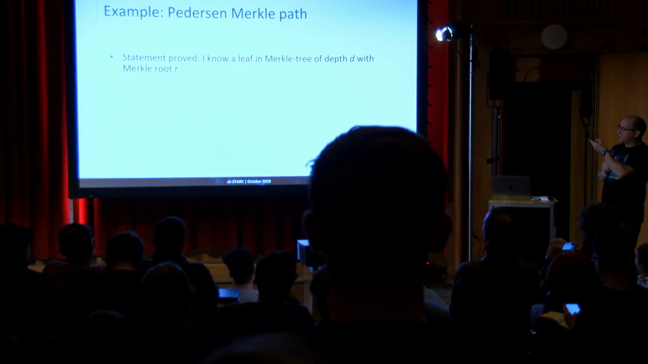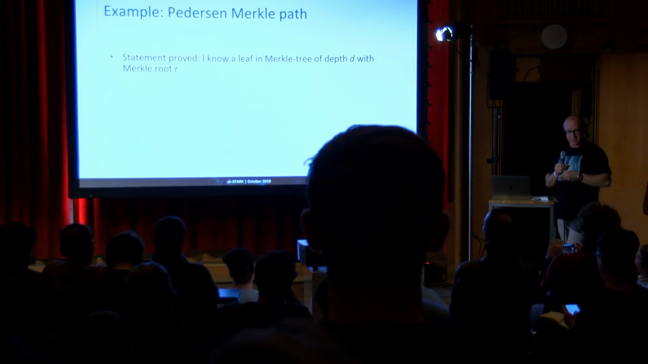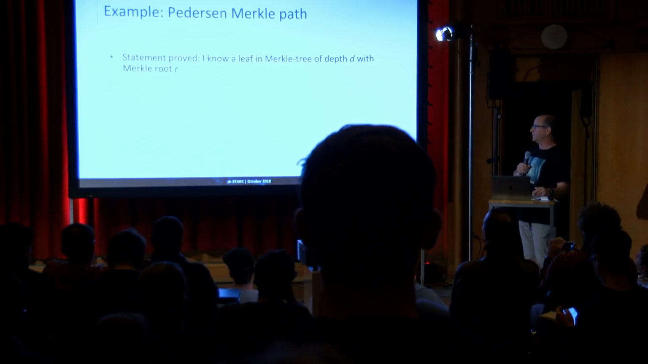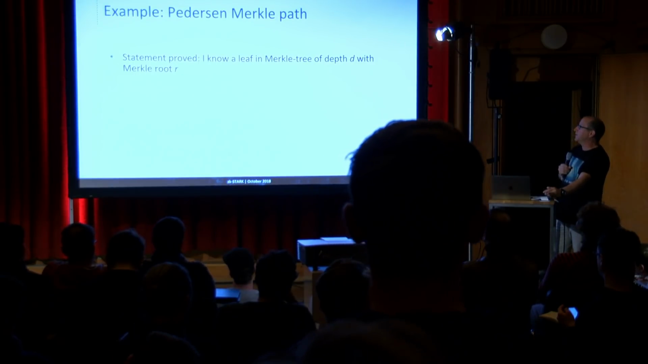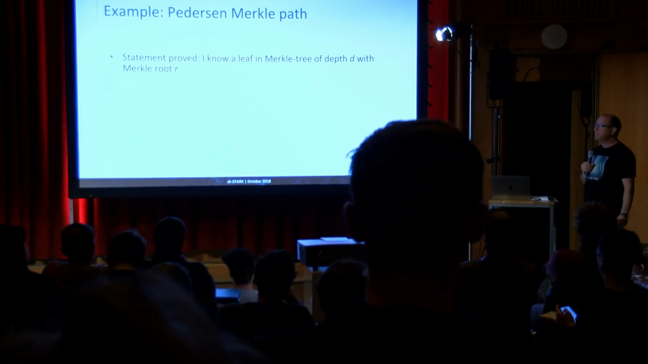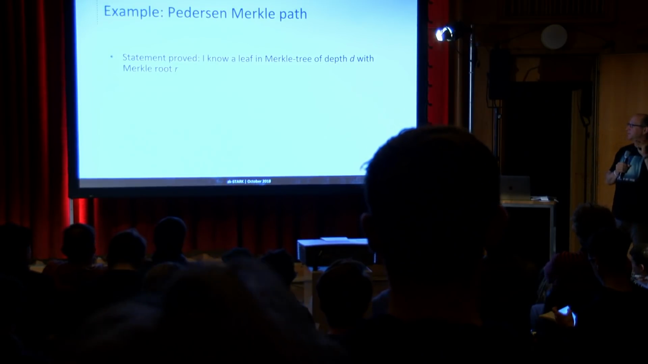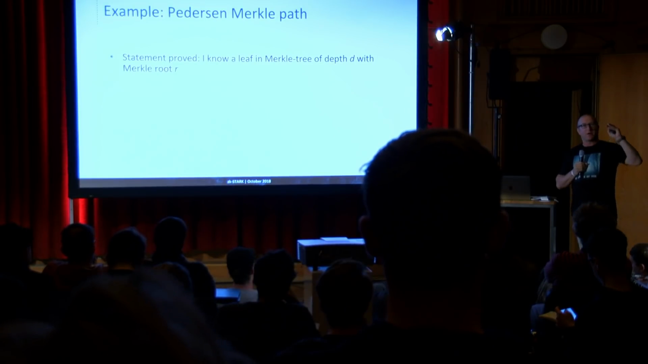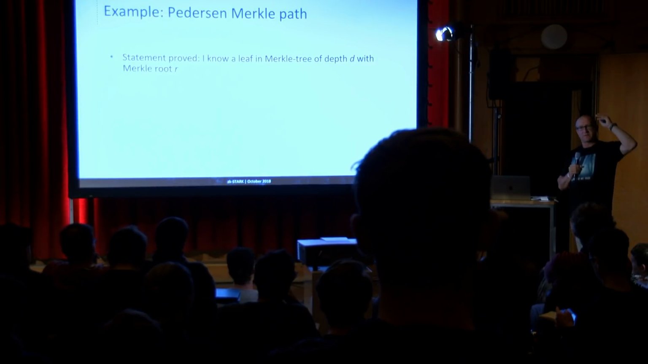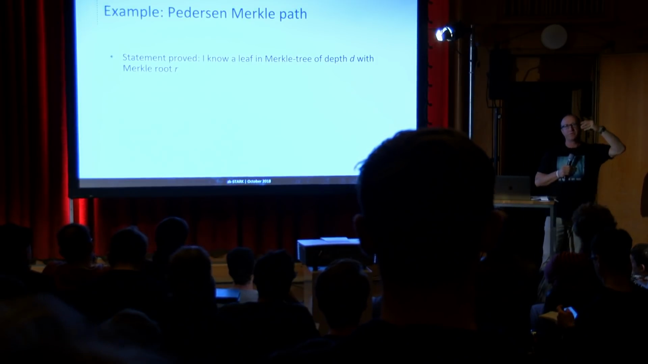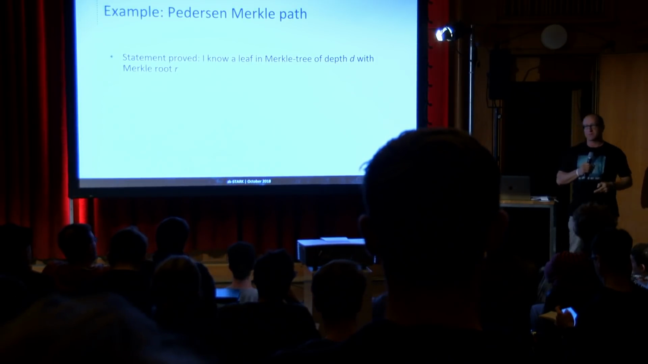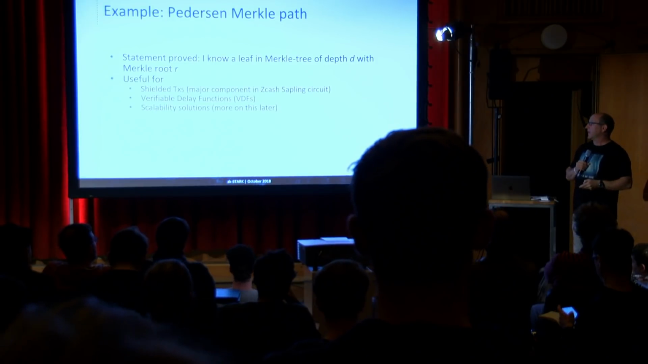So here's our first internal milestone, that is also related to things that we committed to the Ethereum Foundation. I want to prove that I know a leaf in a Merkle tree of depth D that has a Merkle root R, where everyone knows the Merkle root. So think of this Merkle root R as the state, the public state that everyone knows, and I want to show that I know some leaf in it. And this is very useful.